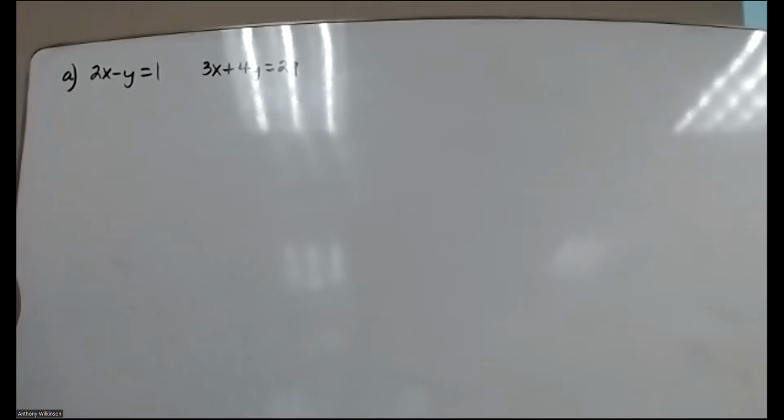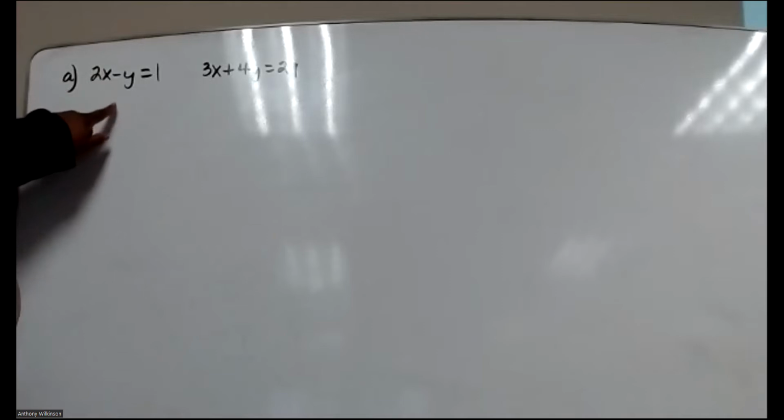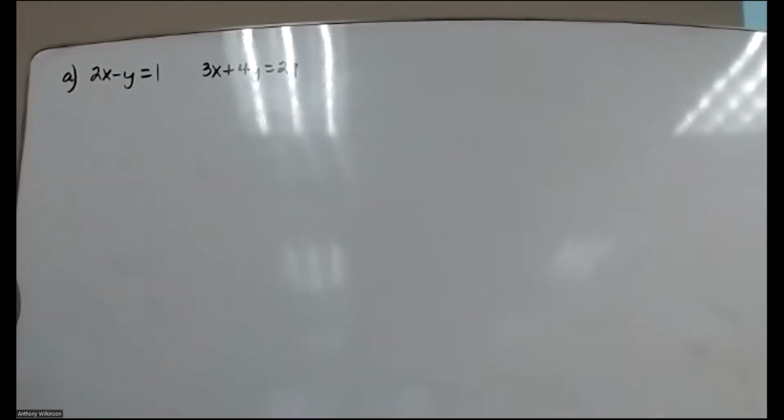So this is what we have here. Like I mentioned before, it would be best to deal with the equation that has the coefficient of 1 either in front of the x or in front of the y. I'm going to work with this one first because the y has the understood coefficient of 1. So I'll go ahead and get y by itself.